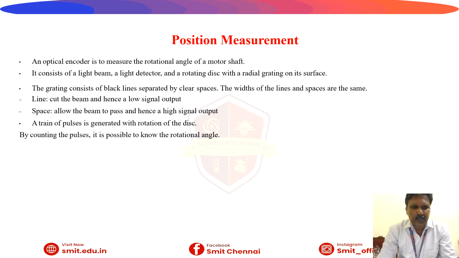Then position measurement. An optical encoder is used to measure the rotational angle of a motor shaft. So whenever the motor shaft is rotating, we have an optical encoder. It consists of a light beam, a light detector and a rotating disc with a radial grating on its surface. The grating consists of black lines separated by clear spaces. The width of the lines and the spaces are the same. Lines cut the beam and hence give a low signal output. Spaces allow the beam to pass and hence give a high signal output. So whenever there is a space, the beam automatically goes through the gap.